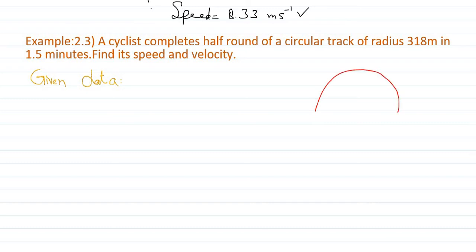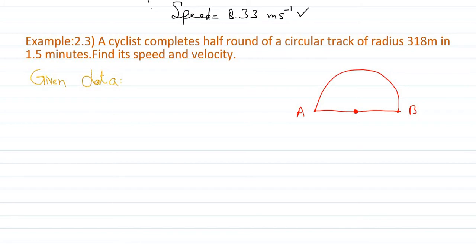I say this is point A and this is point B. I am not making a complete circle here, I am making a half circle, of a radius 318 meter. In 1.5 minutes, find its speed and velocity. We have to find two things here, speed and velocity, and here I draw a half circle, not a complete circle, and this is the center of this circle.